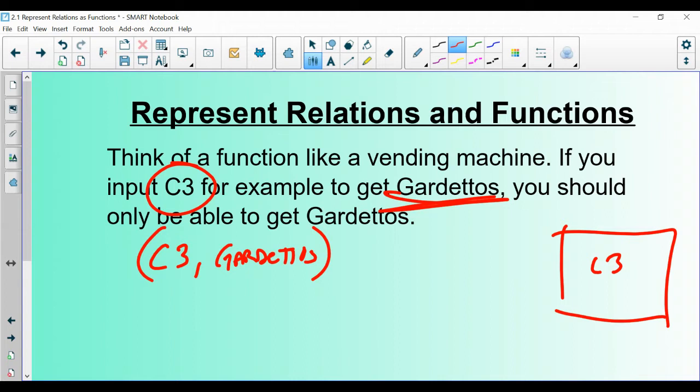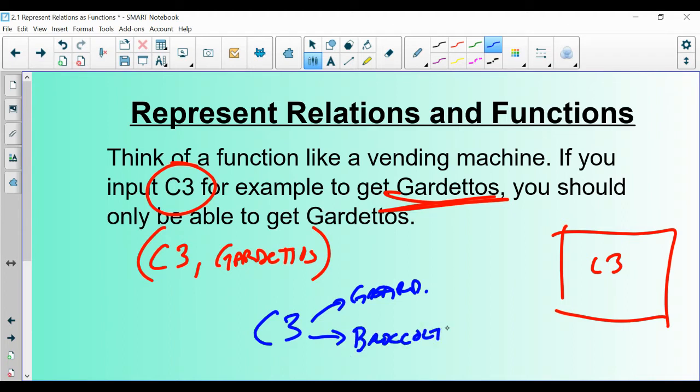In order to be a function, each input, C3, can only have one output, Gardettos. Okay? I should never walk up to a vending machine and type in C3, and sometimes it gives me Gardettos, which is the thing I want, and sometimes C3 gives me, I don't know, broccoli. If I input C3, I better know exactly what I'm getting. If I don't know exactly what I'm getting, that's a broken function machine. It's not actually a function, right?